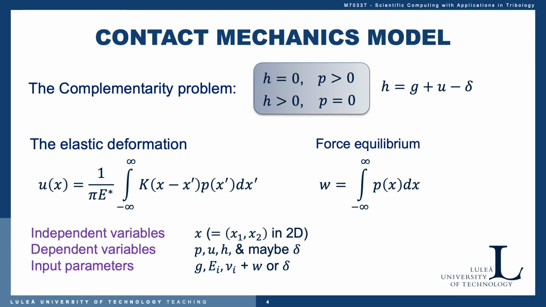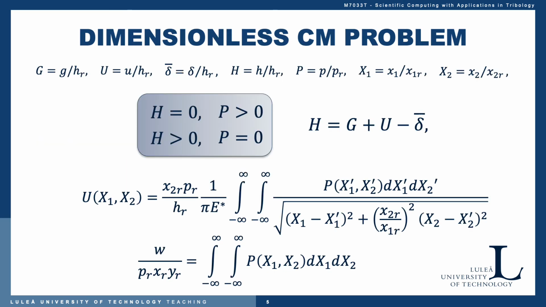So the input parameters in all cases are the undeformed gap between the surfaces, the elastic moduli of the two bodies, and the Poisson ratios, of course. And then it's either the load, the applied load W, or the interference delta, depending on how the problem is posed. In the previous video, we also made the problem non-dimensional. And we did that by introducing a number of reference parameters for the independent and the dependent variables.